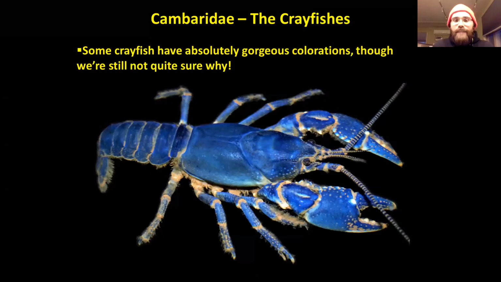It could be a case that these blue colorations make it harder for animals to see them under certain light conditions, so it could act as camouflage. And it could also be used to help signal other crayfish of their kind for mating purposes.